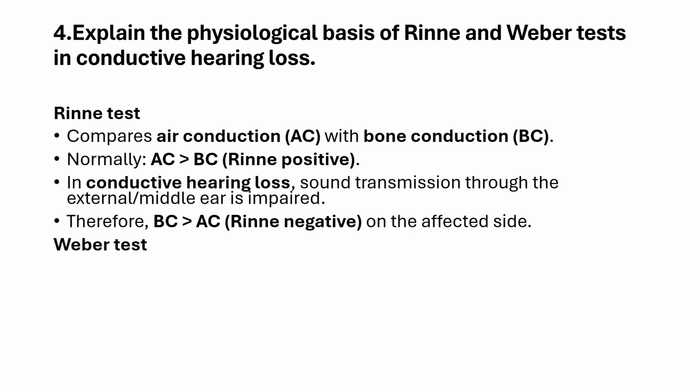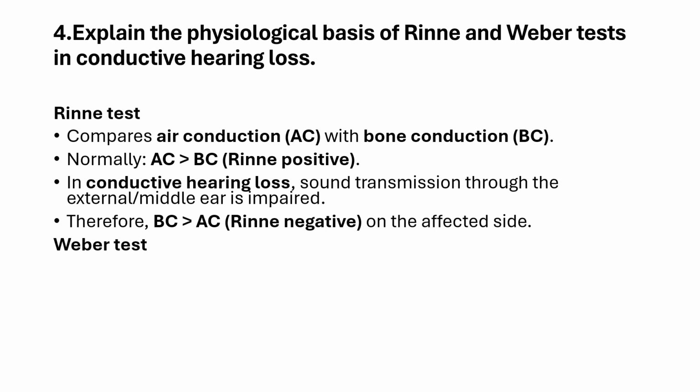So in Rinne's test, the air conduction is compared with bone conduction. If it is a normal ear, air conduction is greater than bone conduction. That is, conduction through the middle ear is best. In conductive hearing loss, where there is a pathology in the external or middle ear, the air conduction is affected, so bone conduction is greater than the air conduction, which is taken as Rinne's negative.